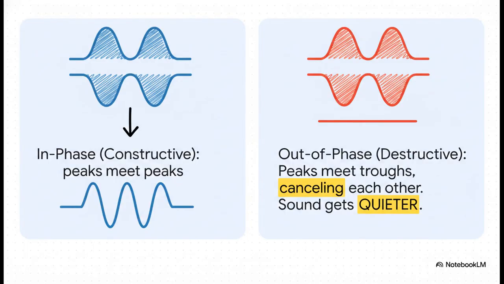Check this out. On the left, you've got waves that are perfectly in phase. Their peaks line up, their valleys line up, and they combine their energy to make the sound way louder. But on the right, you see waves that are out of phase. This is where the peak of one wave meets the valley or the trough of the other. And the result? They cancel each other out. The sound gets quieter, or in a perfect world, poof, it just disappears.